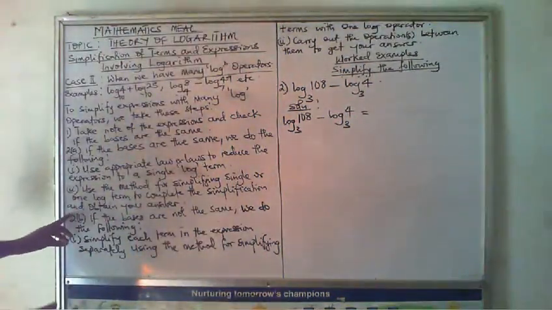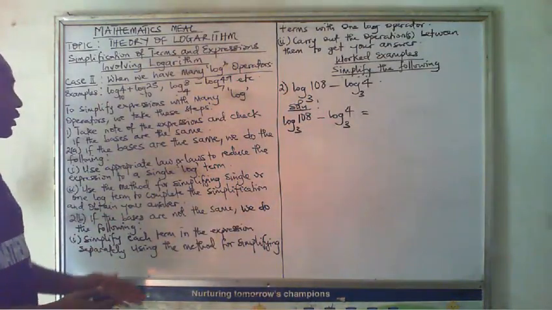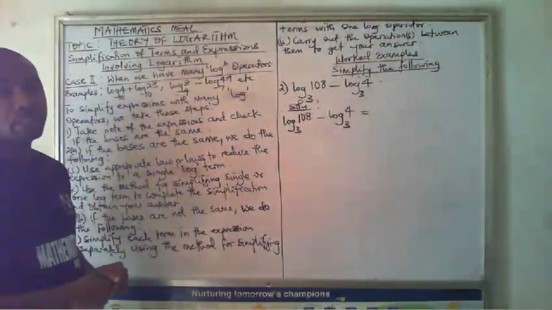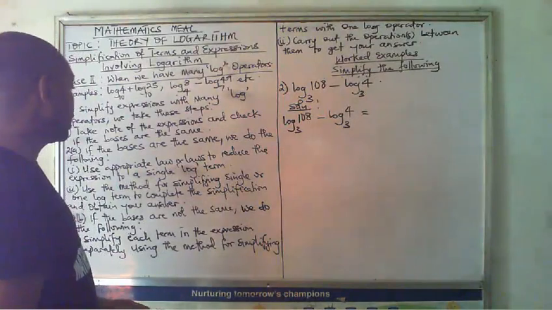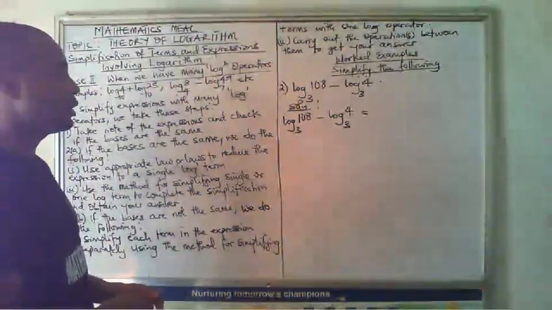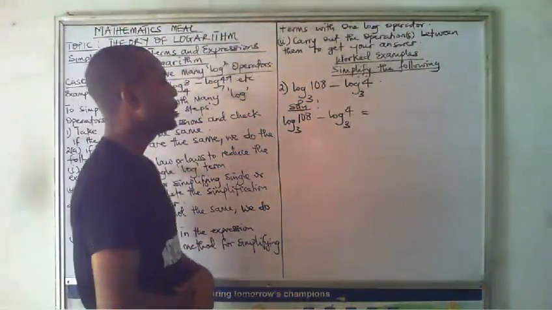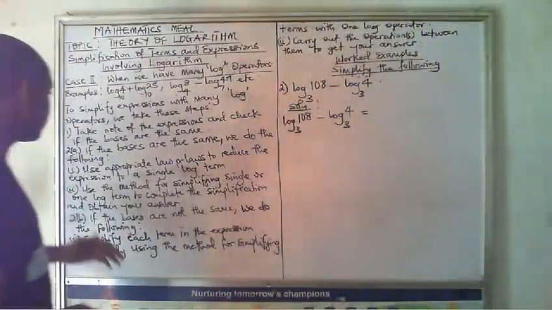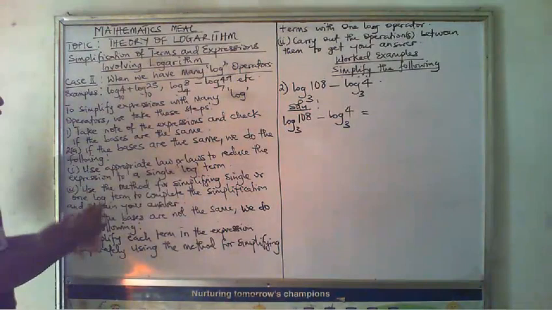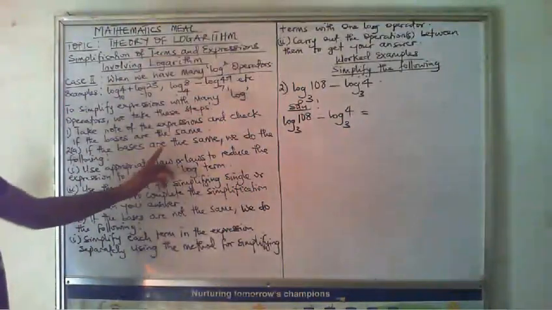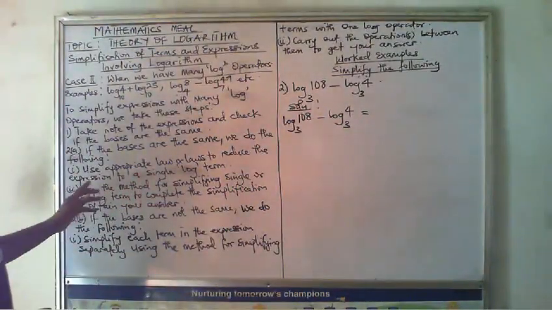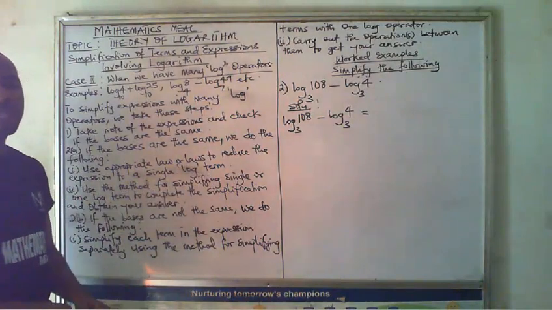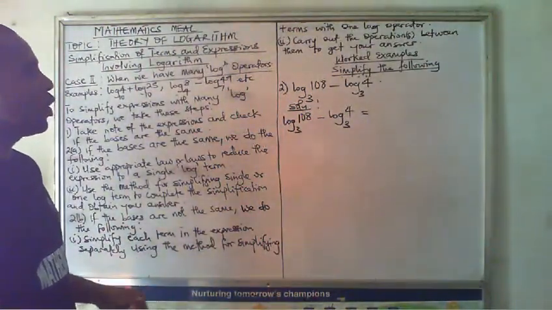In the previous example, we did not touch any of these steps because the bases were not the same. This concerns a case when the bases are the same. If the bases are the same, then we do the following: use the appropriate law or laws to reduce the expression to a single log.